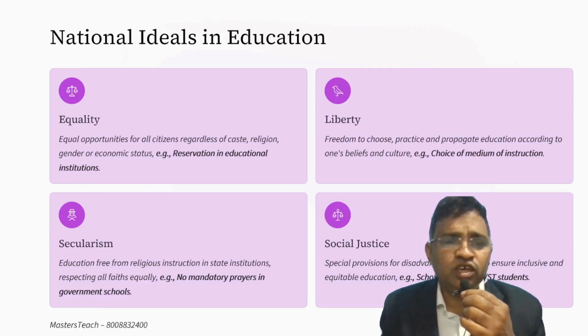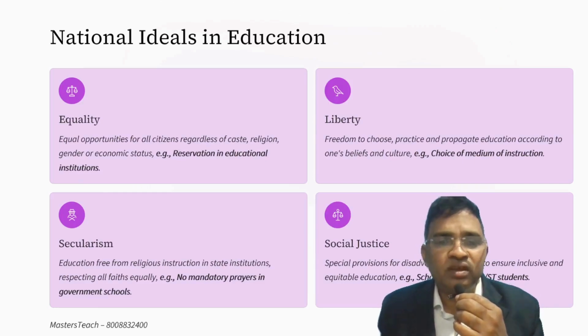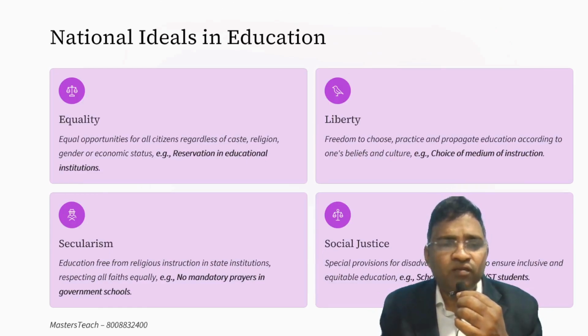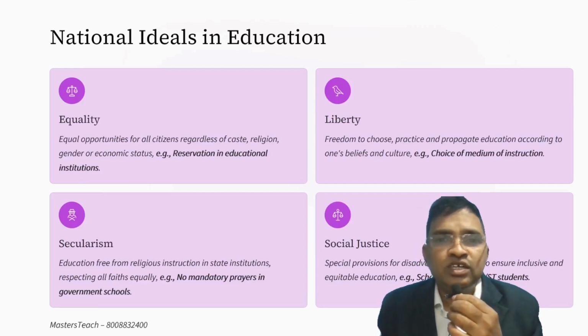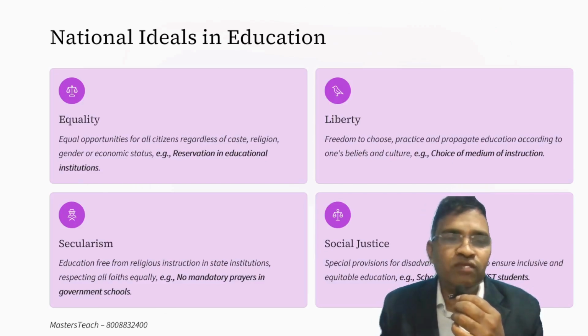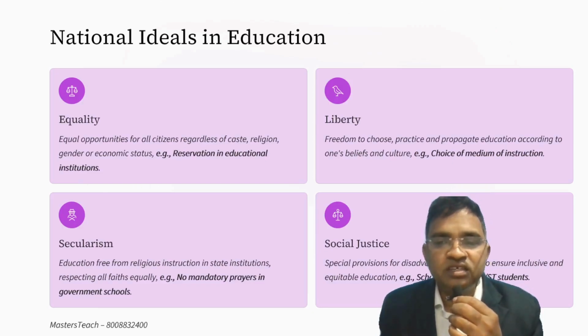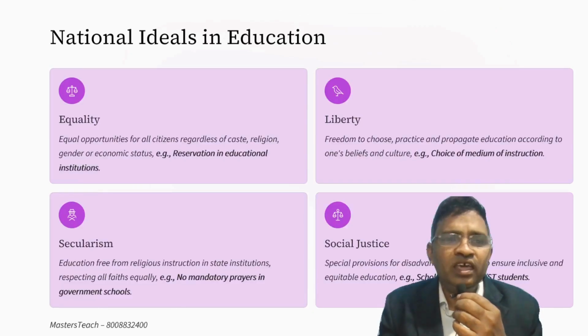Okay, then secularism. So education is free from religious instruction in state aided institutions. So respecting all faiths equally. So prayers are not mandatory in government schools. Okay, then social justice. So special provision for the disadvantaged groups to ensure inclusive and equitable education. For example, you can take the scholarship for SC/ST students. So let us discuss equality.